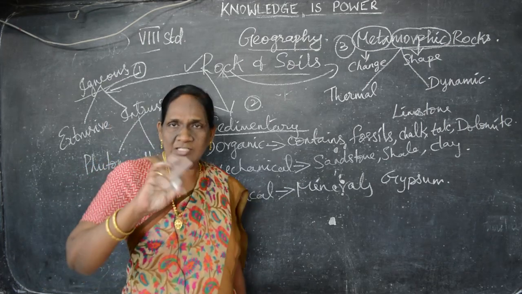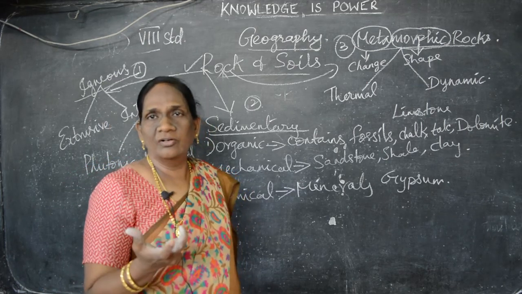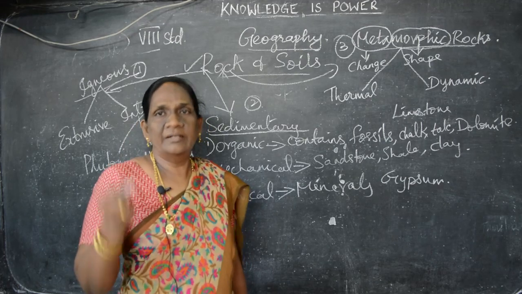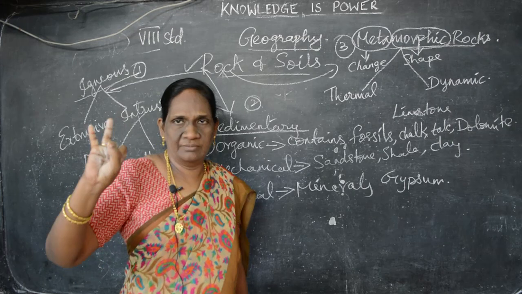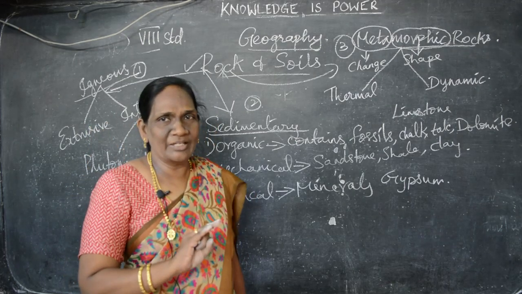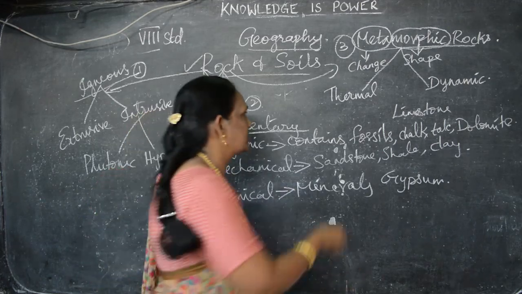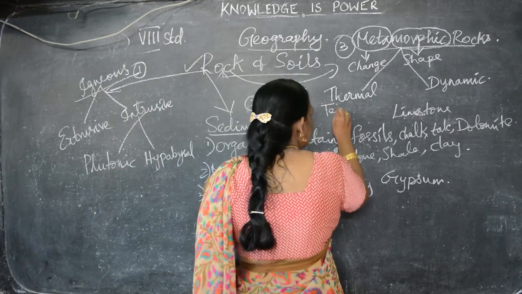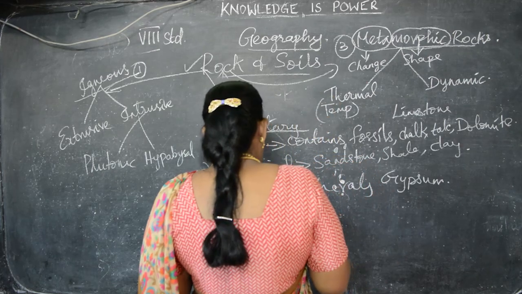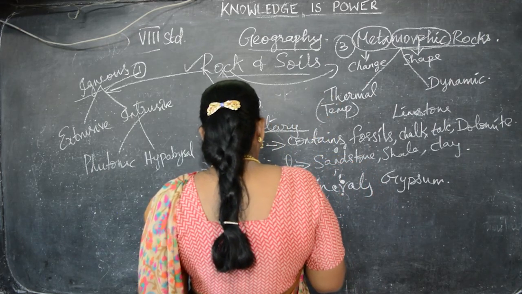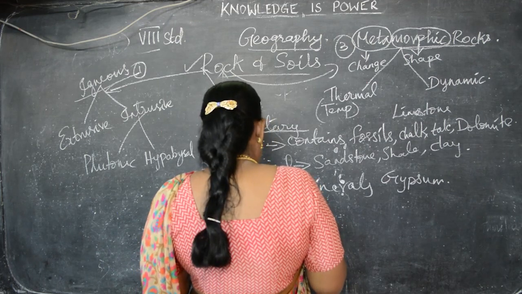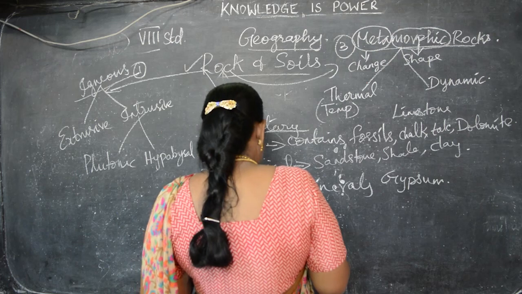Understand, for rocks to change into metamorphic rocks, we need two important elements. What are they? Temperature and pressure. For thermal metamorphic rock, what do we need? Temperature. So because of temperature it will occur. Because of high temperature, the process of the rock changing is called thermal metamorphism.